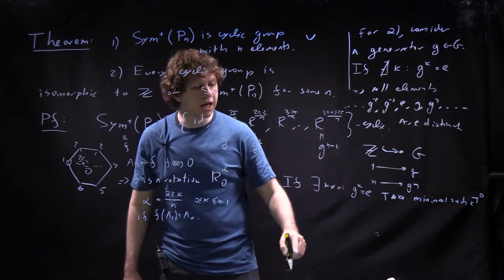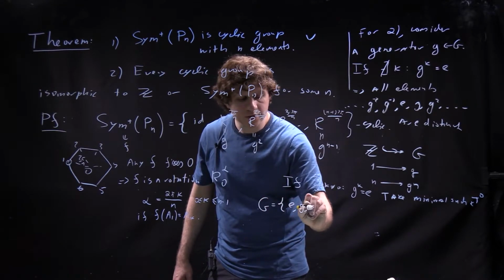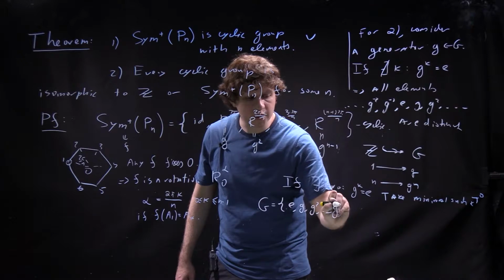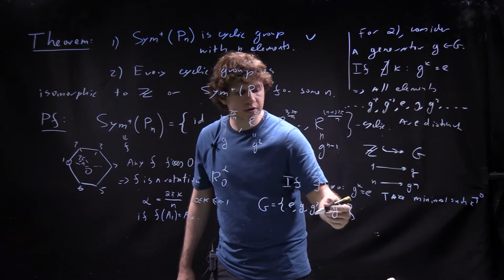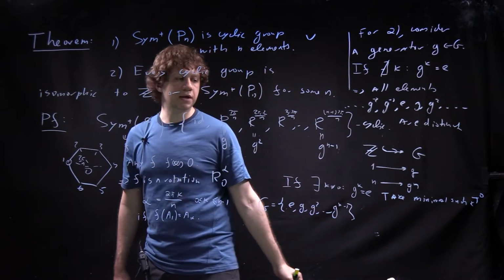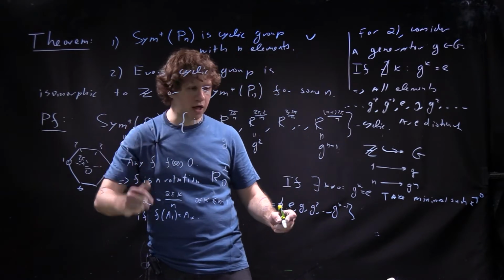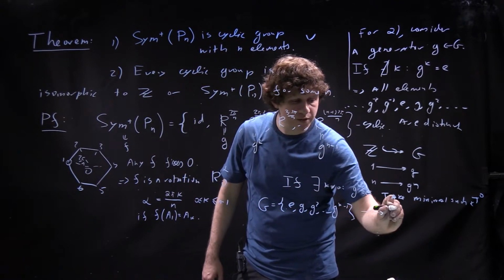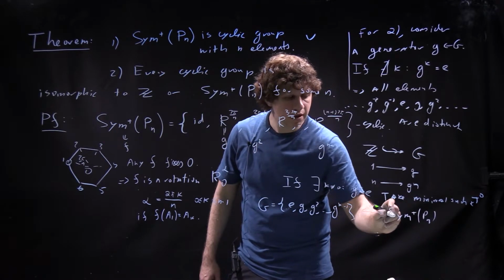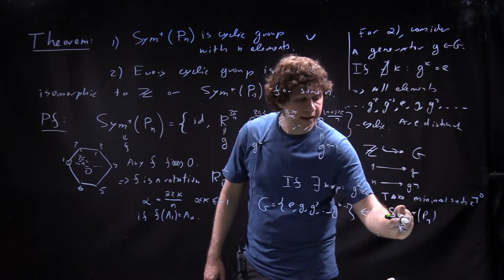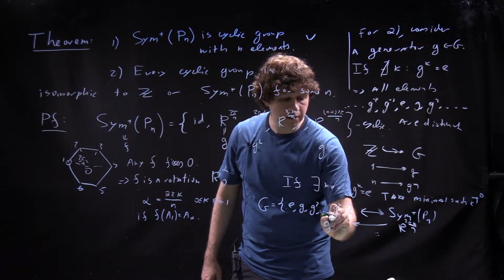So we can take the minimal such k, and then G consists of the elements identity, g squared, up to g to the k minus 1, and then when we take g to the k, we get identity back. And g inverse, for instance, is g to the k minus 1. So these are just all elements of the group. And then we can also construct an isomorphism. To construct an isomorphism to Sym+ of Pn, or maybe it's easier to do it in the other direction, I just want to send a rotation by an angle 2 pi k over n to g to the k.